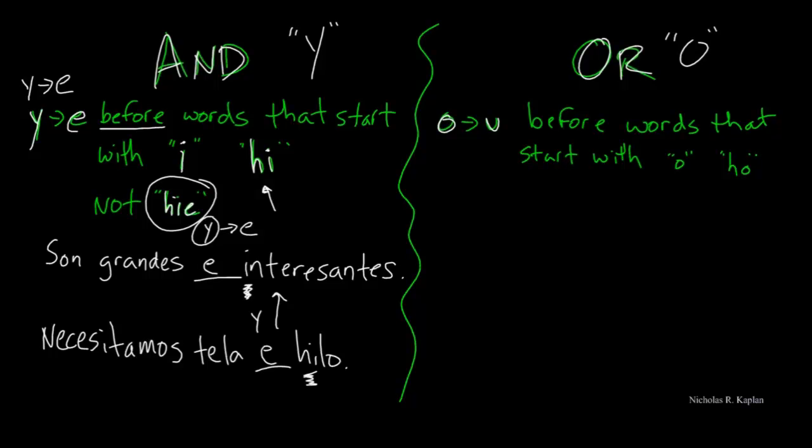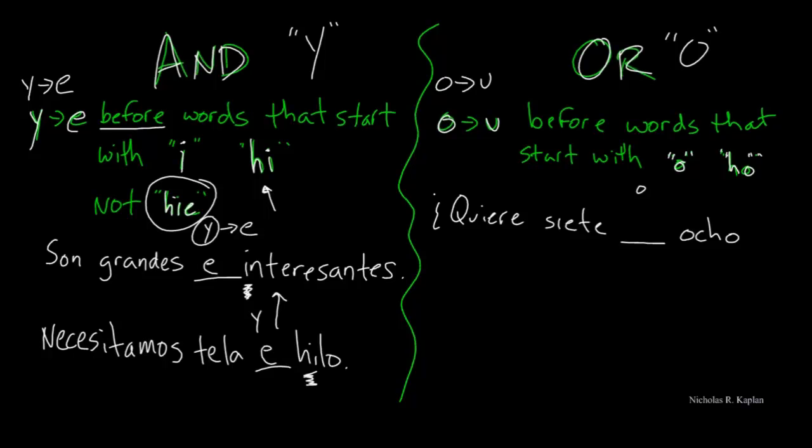Okay, so let's look at "or." The "o" will change to a "u," so "o" cambia a "u," before words that start with "o" or "ho." So we could say, let's make a question. Do you want 7 or 8? Well, normally we would put in "o," but because the next word starts with an "o," we can't. So it'll change from an "o" to a "u." So, "¿quieres siete u ocho?"